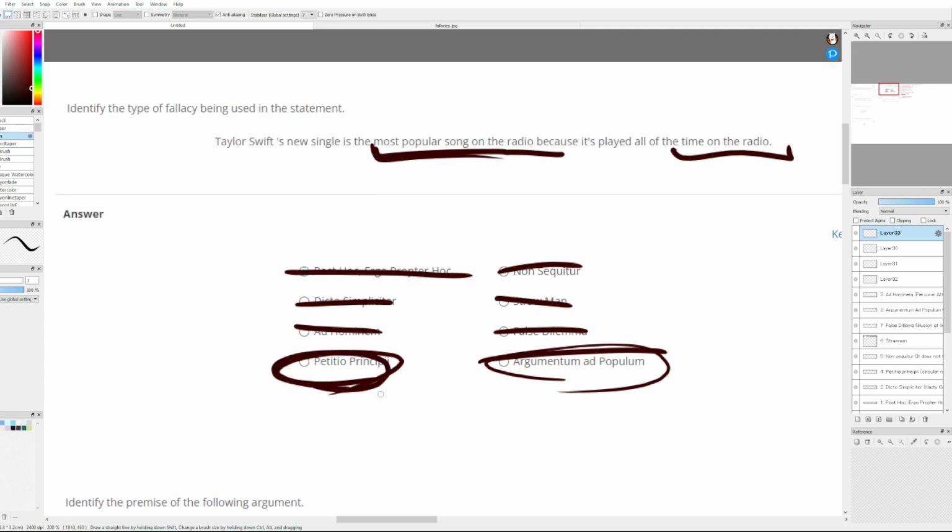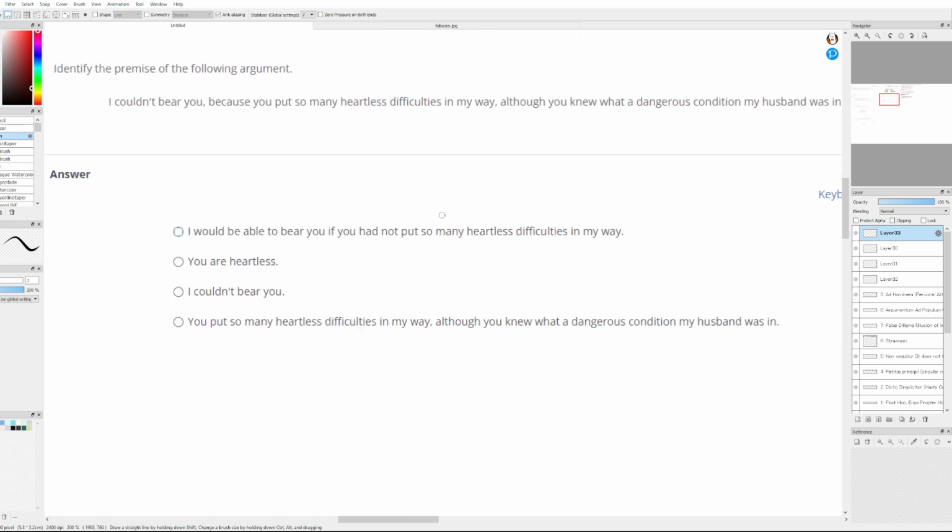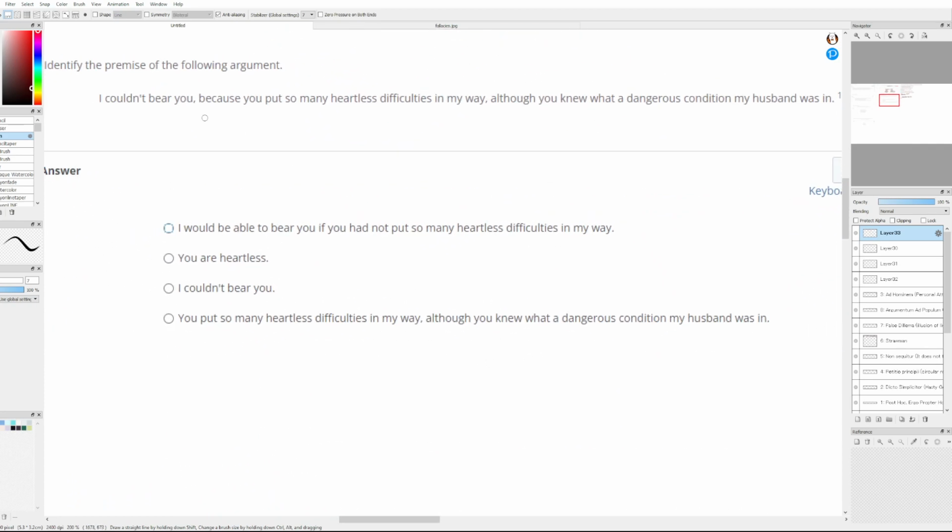So I think that the correct answer for this would be Petitio Principii. The next one is asking us to identify the premise of the following argument.